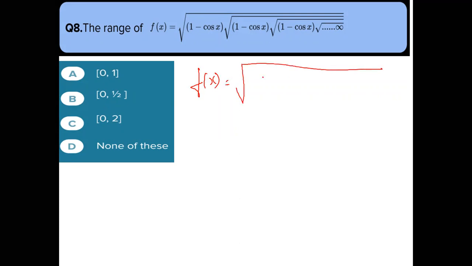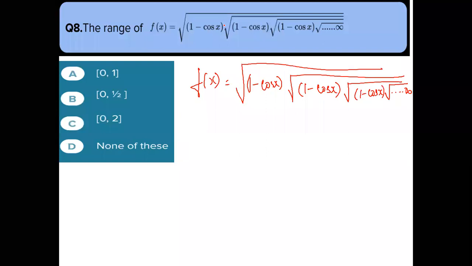It is in this form: square root of 1 minus cos x, and then again there is a square root, 1 minus cos x, and again there is a square root, 1 minus cos x, and this square root continues till infinity. So how to find the range of this function?